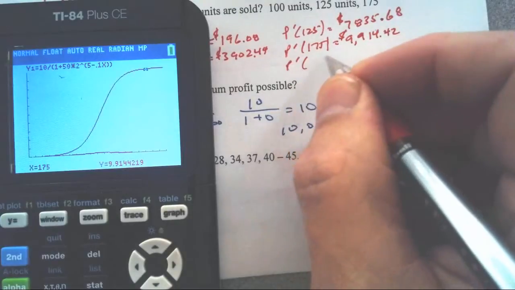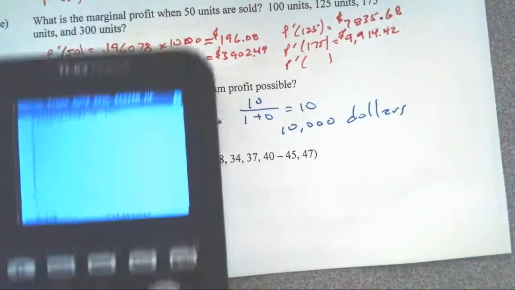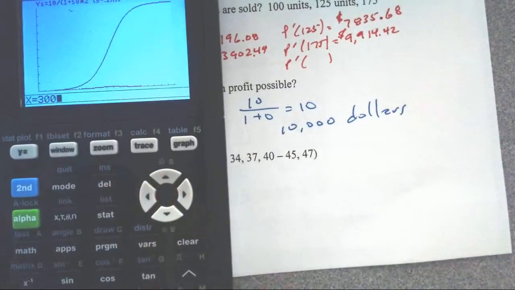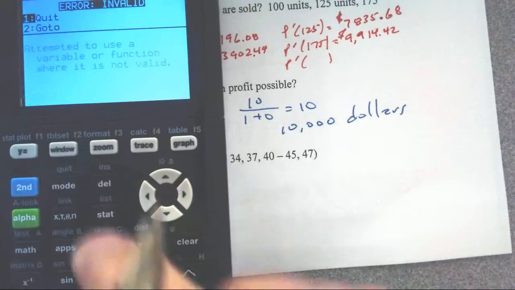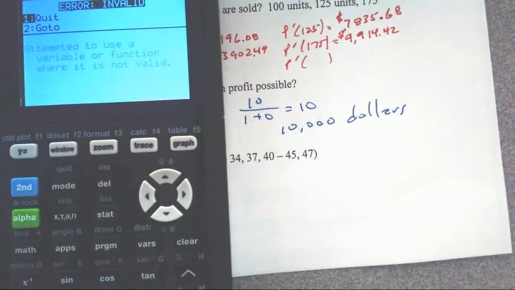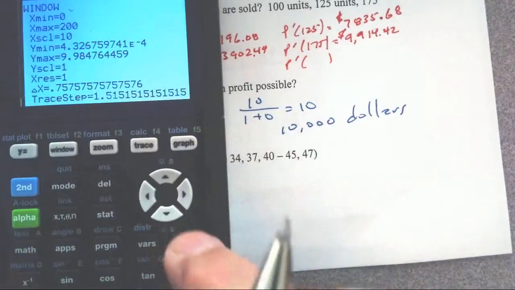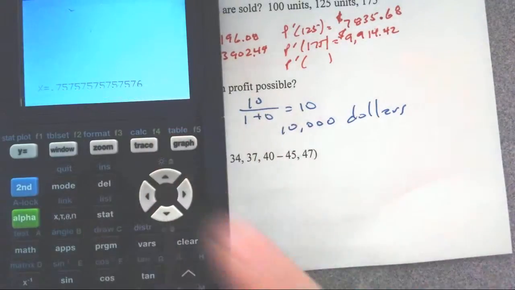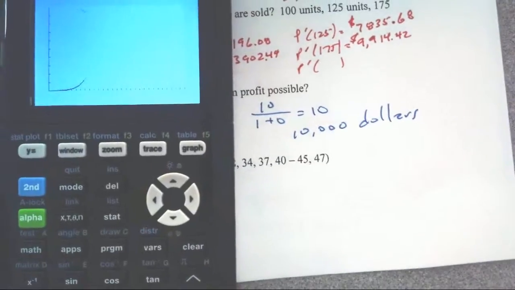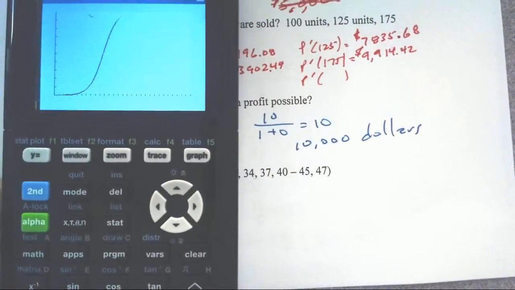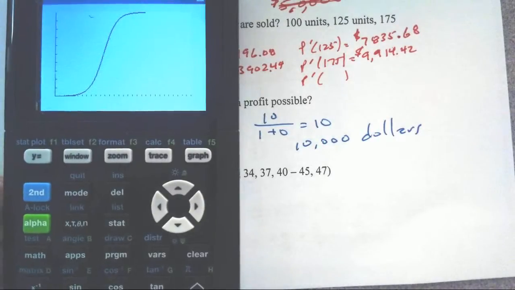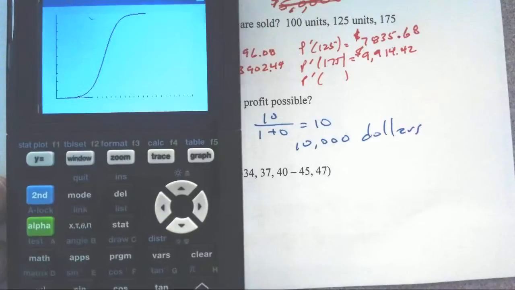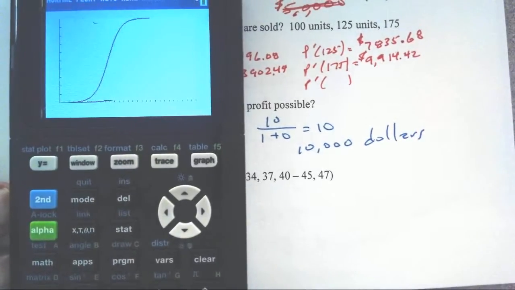And P prime of 300. Don't have 300, so window, gotta quit. Gotta go back to my window here and extend out beyond 300. I'm gonna go 301. Take a little bit of time to graph this perhaps. Still trying to graph the derivative. I may have wanted to turn that one off.